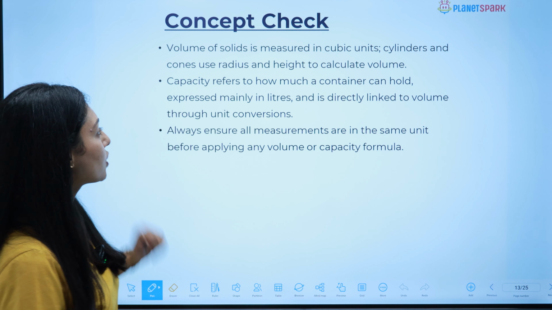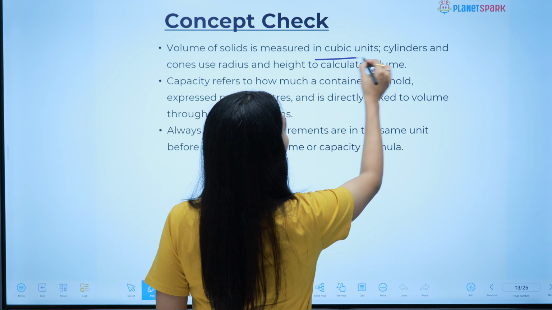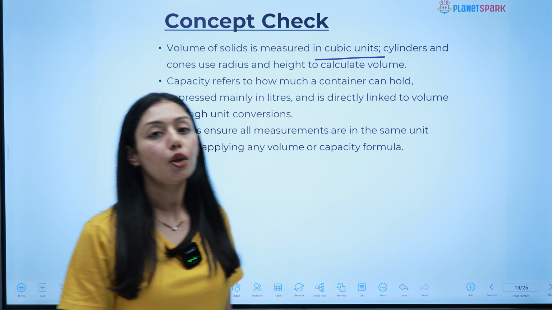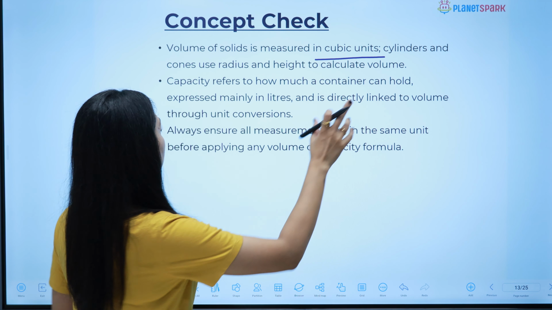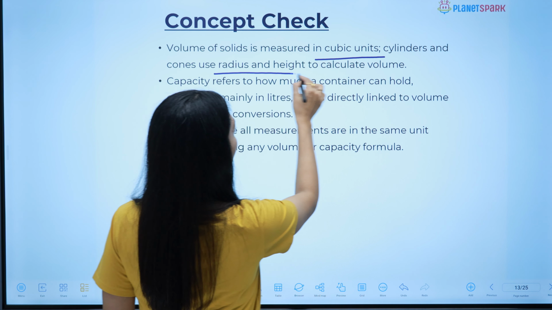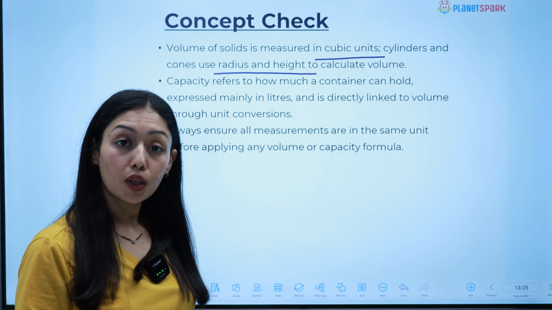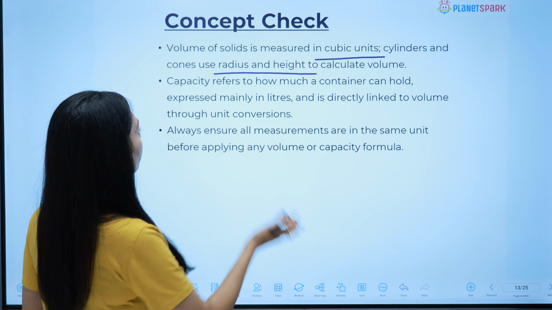Now, volume of solid is measured in cubic units. Units से हम clear है, area है तो square units, volume है तो cubic units, right? So cylinder and cone they use radius and height to calculate the volume. तो ये दो चीजें हमें पता होनी चाहिए. Put that into the formula and we have our volume there.